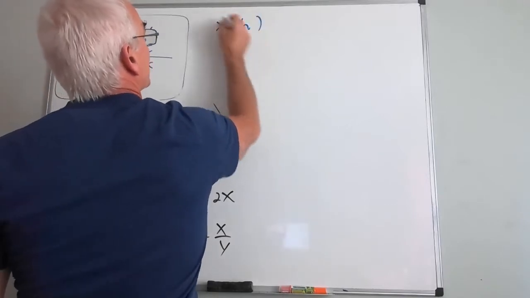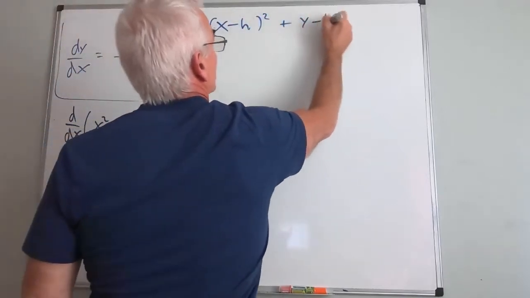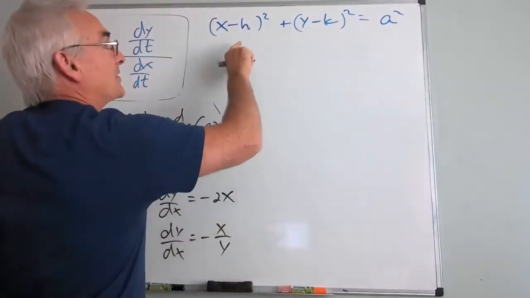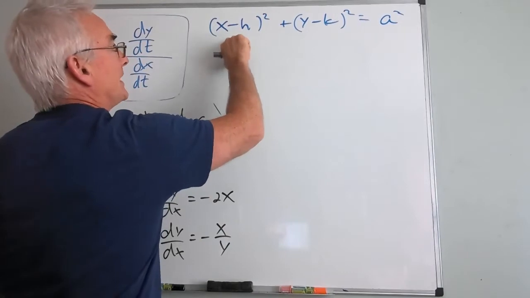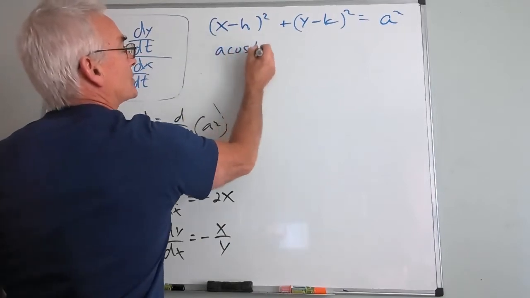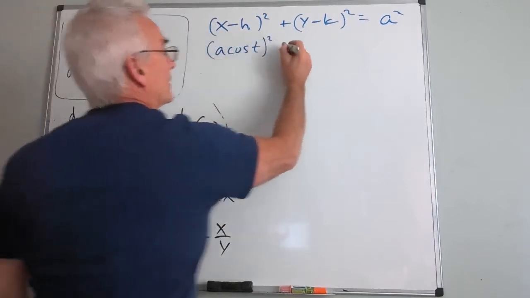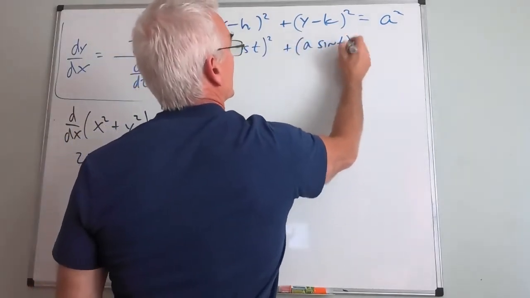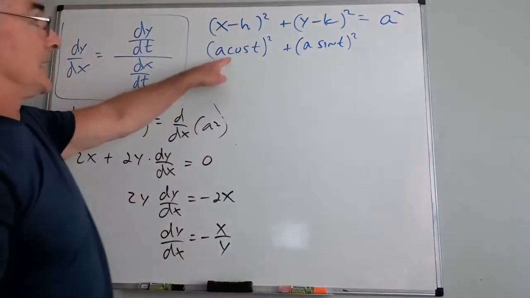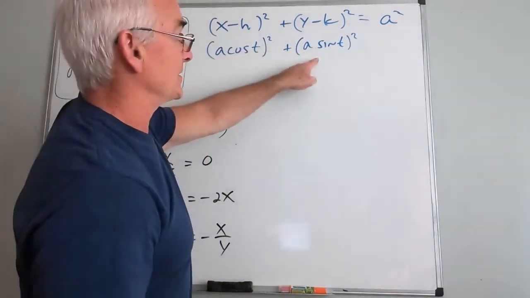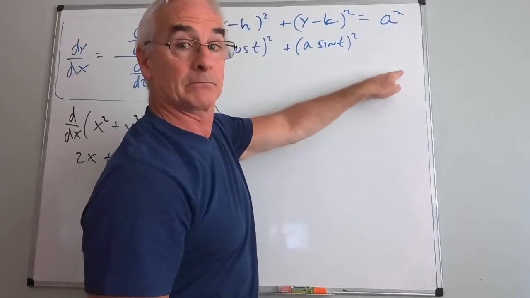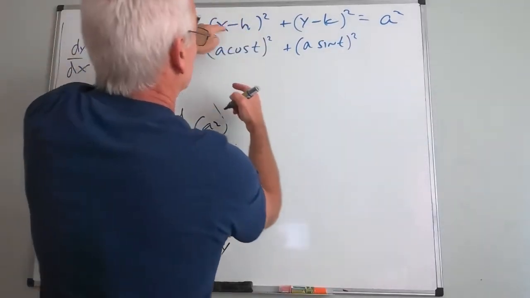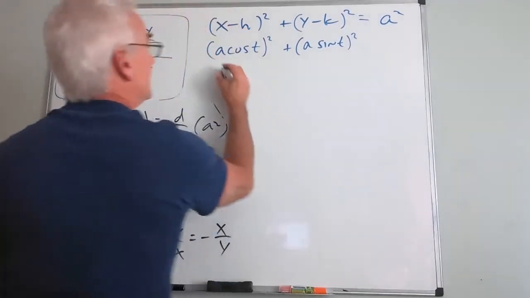I have x minus h quantity squared plus y minus k quantity squared equals the radius squared. In this situation, I need this quantity here to be a cosine t squared. I need this quantity here to be a sine t squared. And the reason is, if I square this and I square this and I add them, I will get a squared. So the usual parameterization of a circle, okay, x minus h needs to be a cos t.